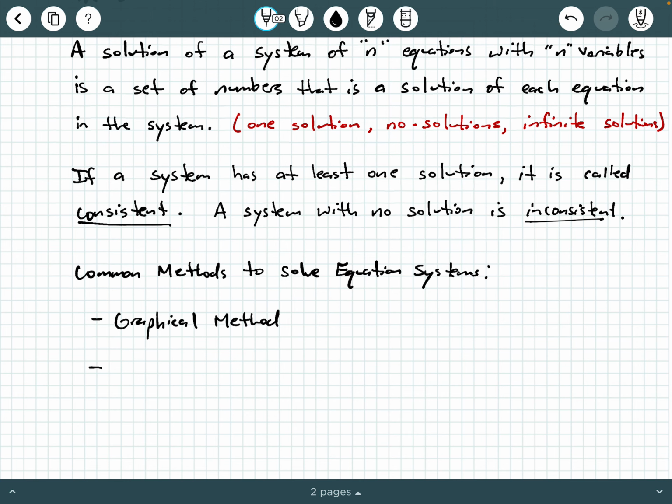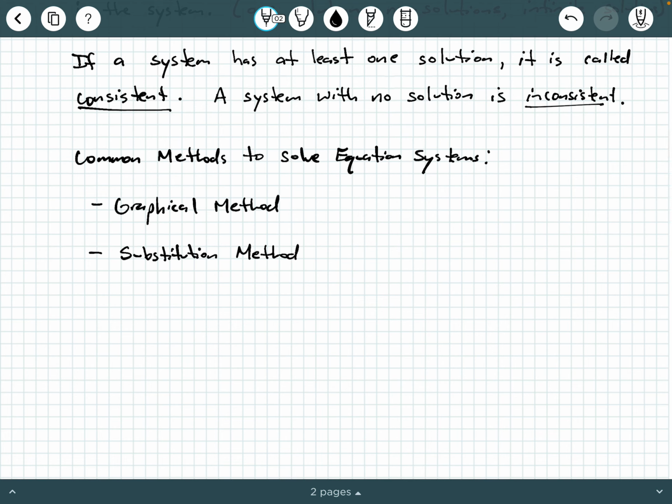Another method is called the substitution method. Now, this method is also most convenient when you have 2 equations with 2 variables. It's also okay when you have 3 equations with 3 variables. Once you get to larger systems than 3 equations and 3 variables, the substitution method starts becoming very inefficient and very tedious, okay? We also have what's called the addition method, but it's also sometimes called the elimination method.